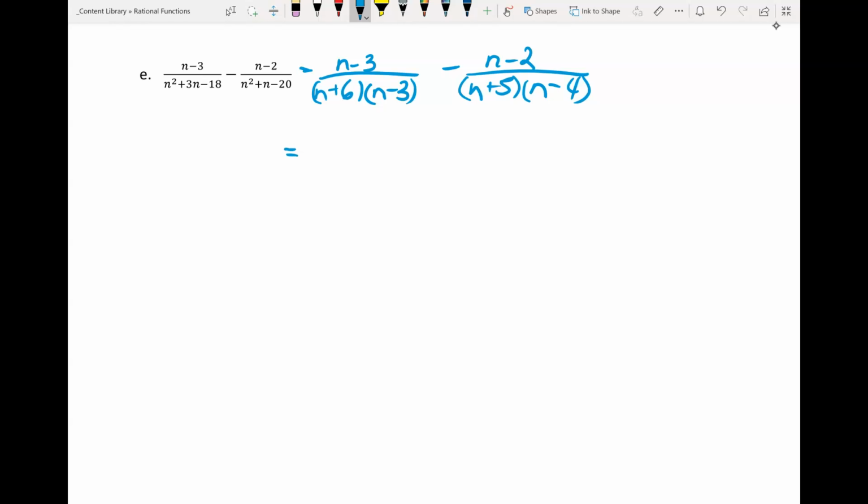Okay, so now we're going to have to state what our LCD is. And as you can see, it looks like we're going to have to include every factor, n plus 6, n minus 3, n plus 5, and n minus 4, because there's no repeats. I'm going to write this more on the side here so I can have some room.